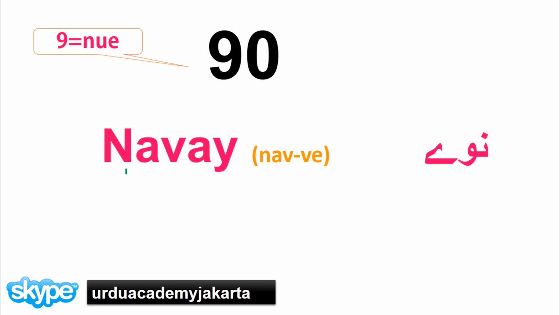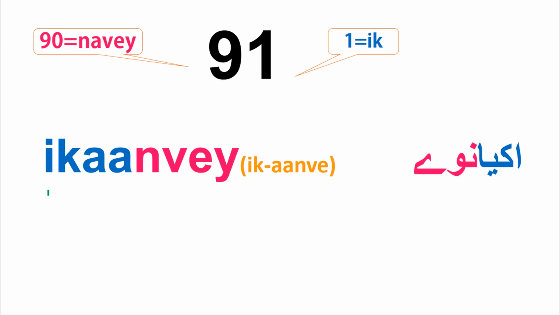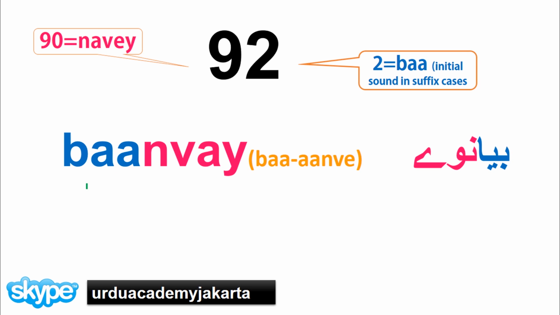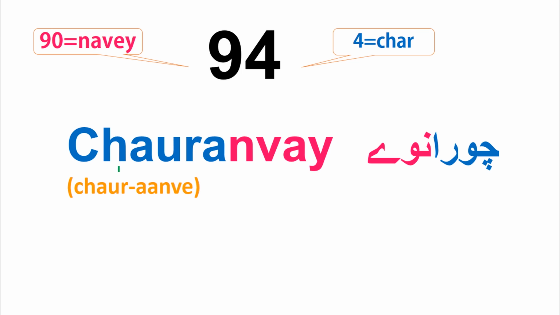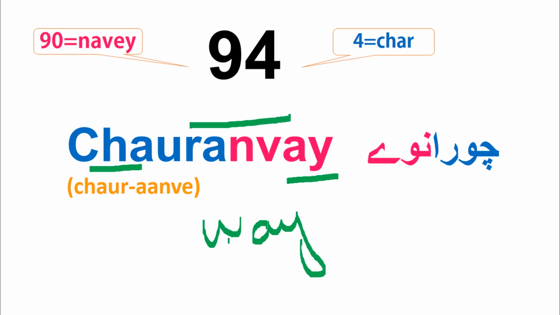90, navve. 91, ikyanve. Ek came from 1 and nave from 90, ekyanve. 92, bianve. 93, tiranve. 94, choranve. Cha comes from 4 and runve. If you are confused pronouncing the last sound ve, it is the same as in English we say ve. So choranve.